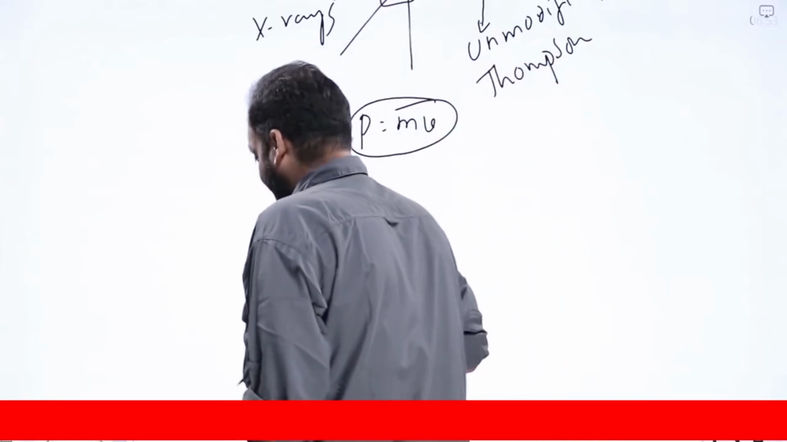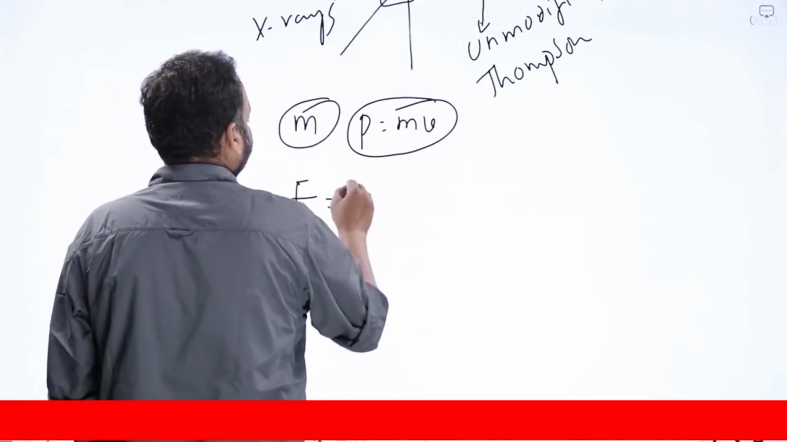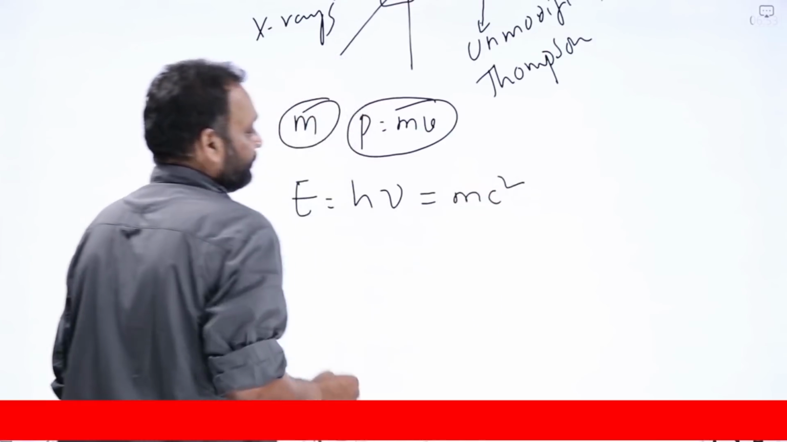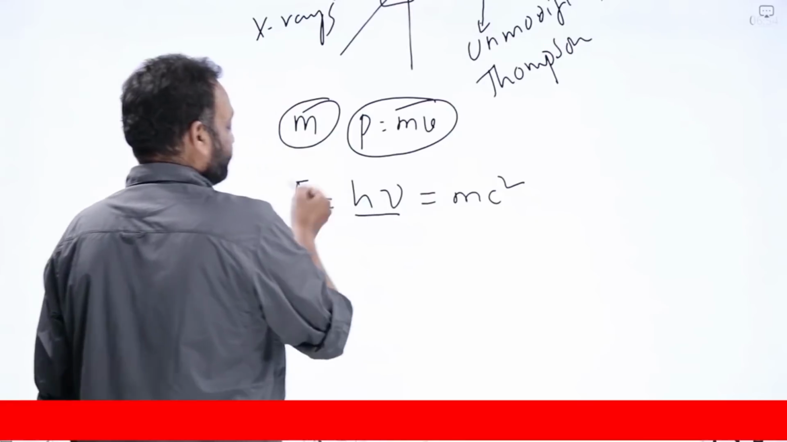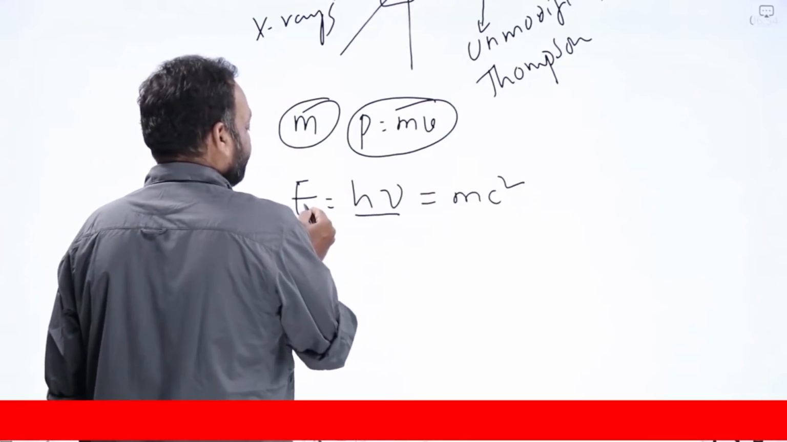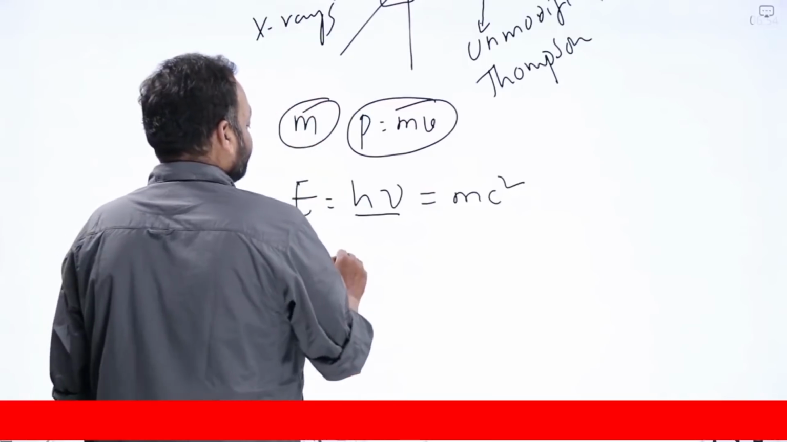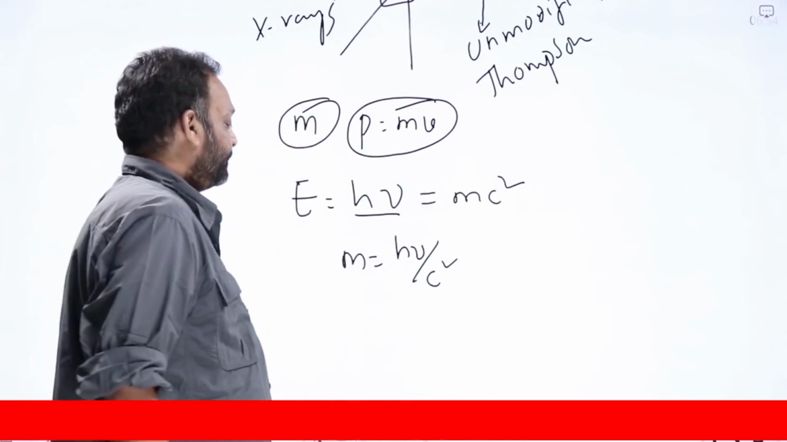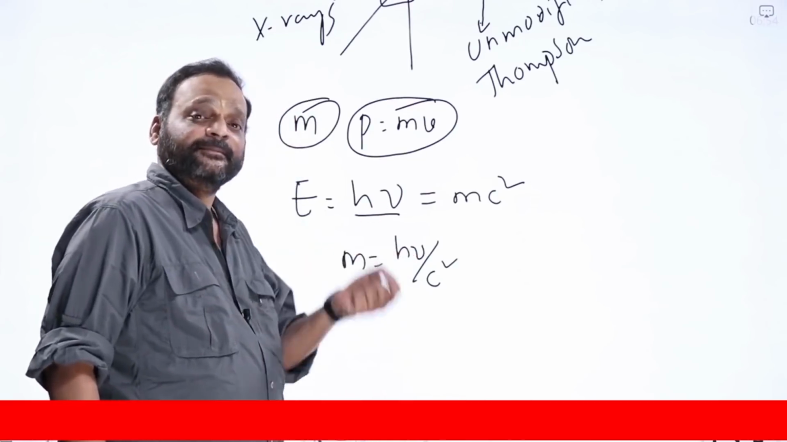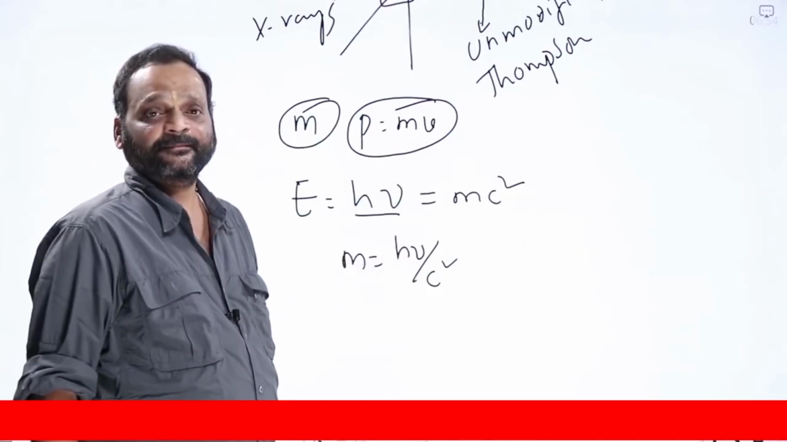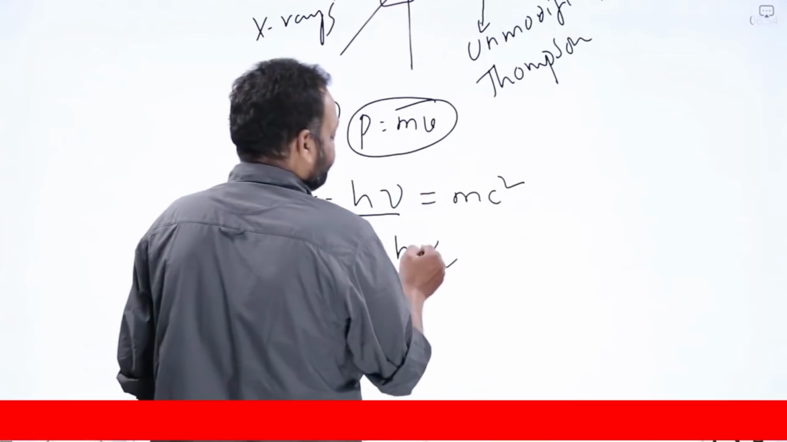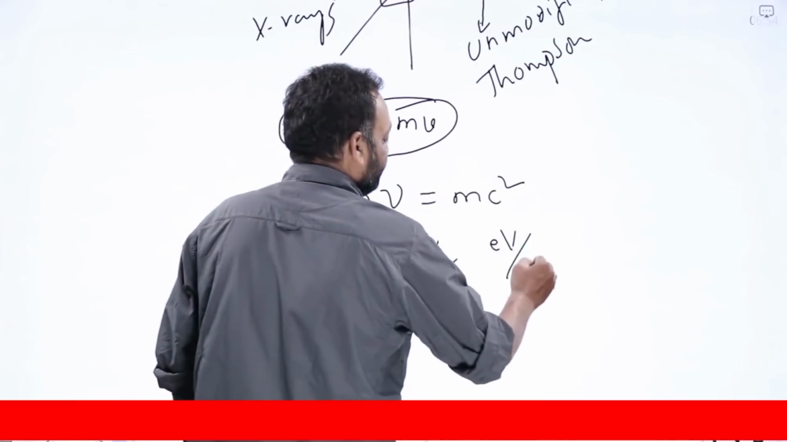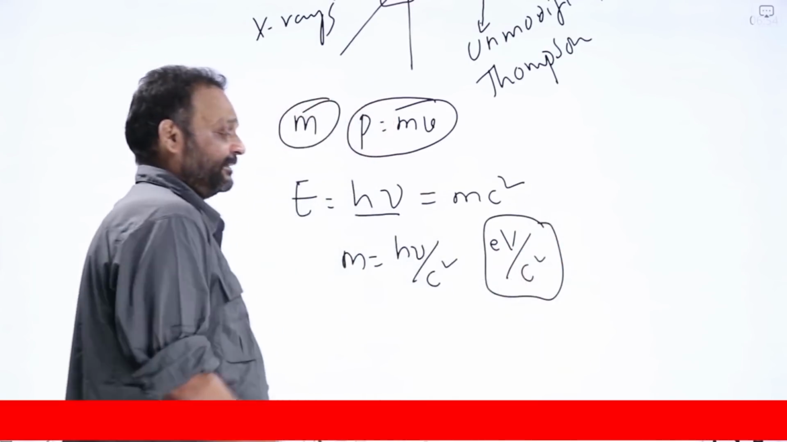Now what Compton said is, according to quantum theory, E is equal to h nu. According to relativity, E is equal to mc square. So the photon's energy is h nu according to quantum theory, and according to relativity, energy is always equal to mc square. So he said the mass of each photon can be taken as h nu by c square. Any photon of energy h nu can be considered as a particle whose mass is h nu by c square. That's why, since the unit of energy h nu is electron volt, eV by c square is a unit of mass in particle physics.